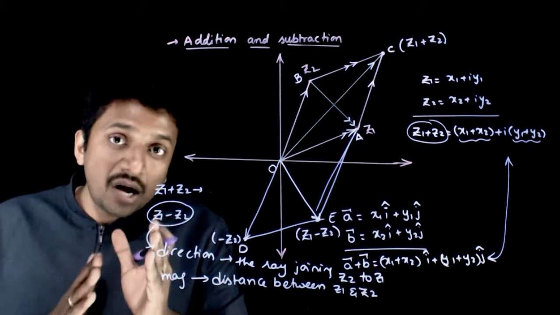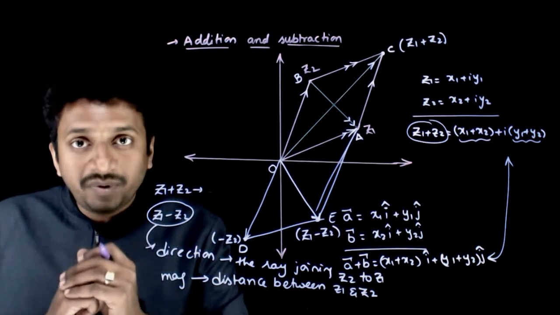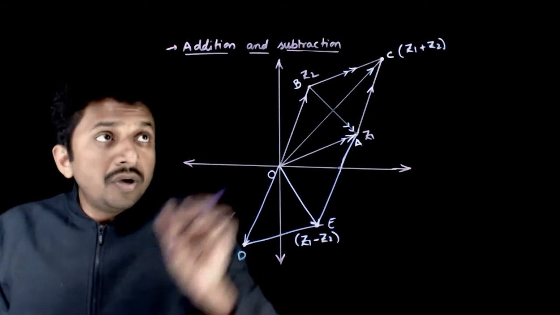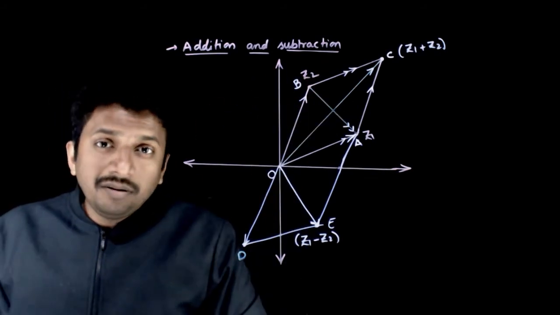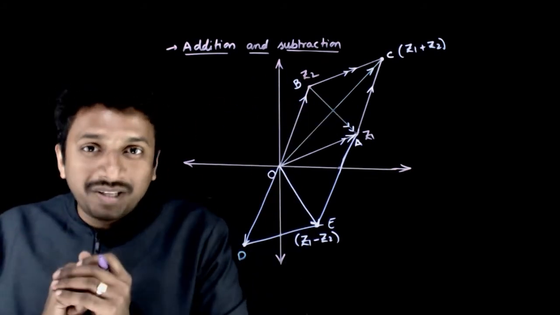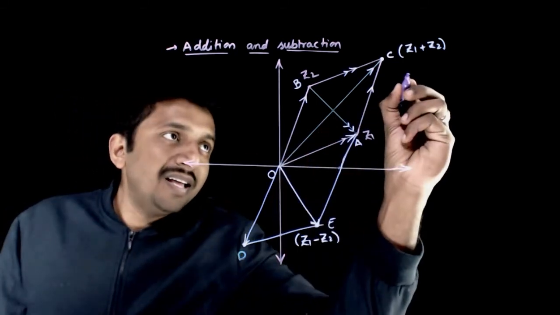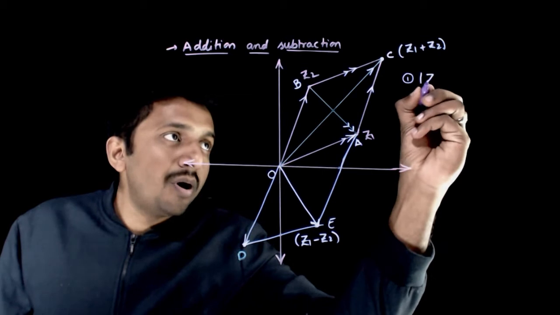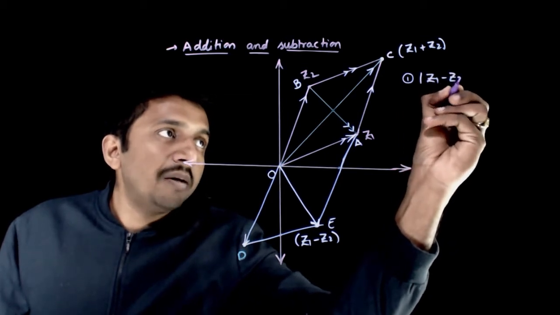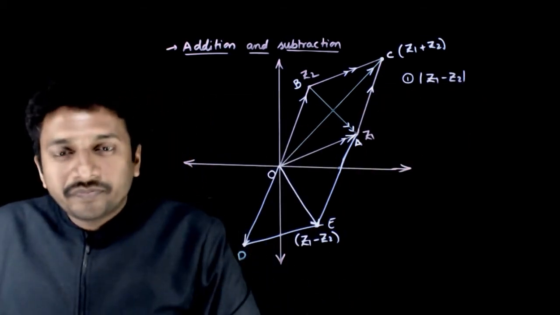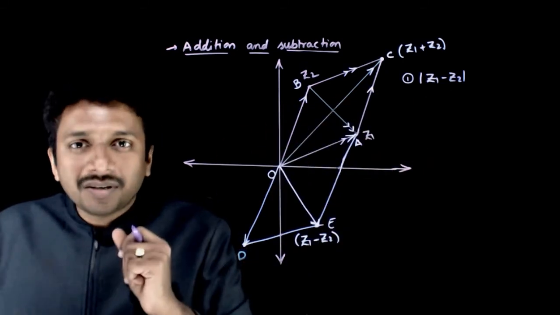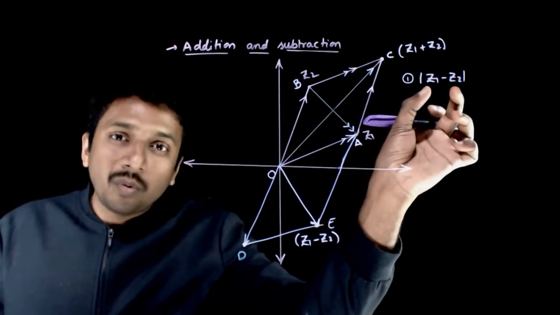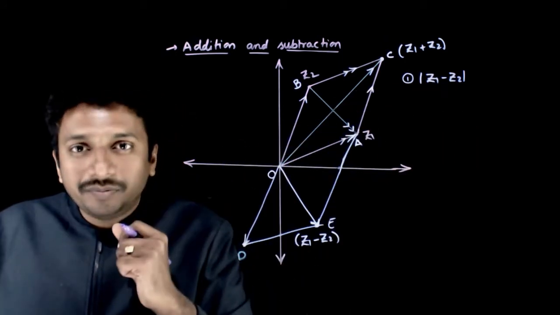So let us see how you can use this concept to your advantage. In the concept of subtraction, you need to remember two important things. The first thing is, whenever you look at an expression like mod of Z1 minus Z2, what is the meaning of this? This is the magnitude of the vector Z1 minus Z2.